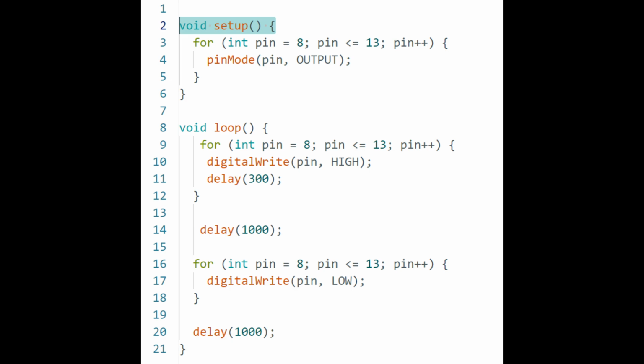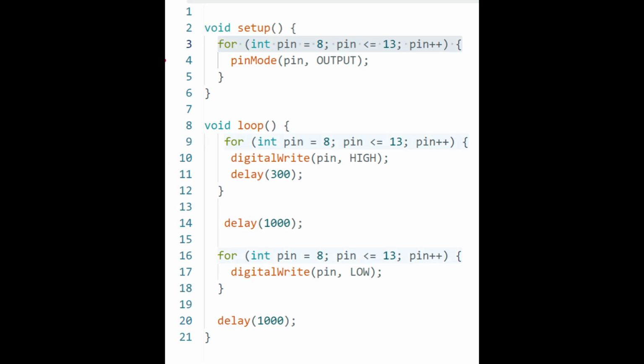Next, we see line 3. For integer pin equals 8, pin less than or equal to 13, pin plus plus. This is the for loop. It tells the Arduino to start with a variable named pin, set it equal to 8, and keep repeating the loop as long as pin is less than or equal to 13. After each pass, the value of pin increases by 1.